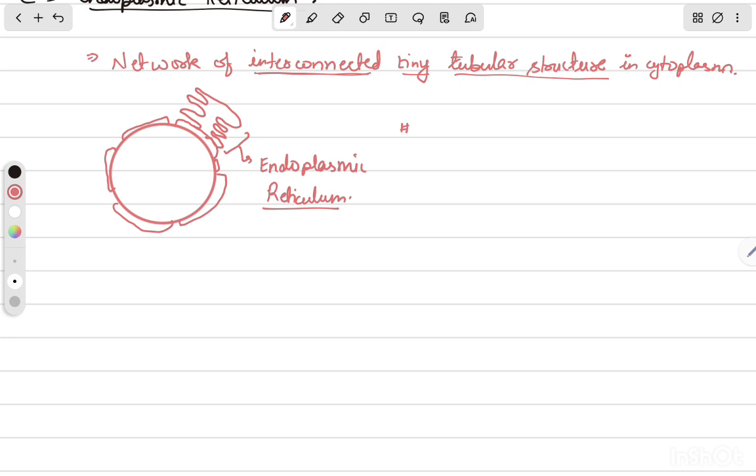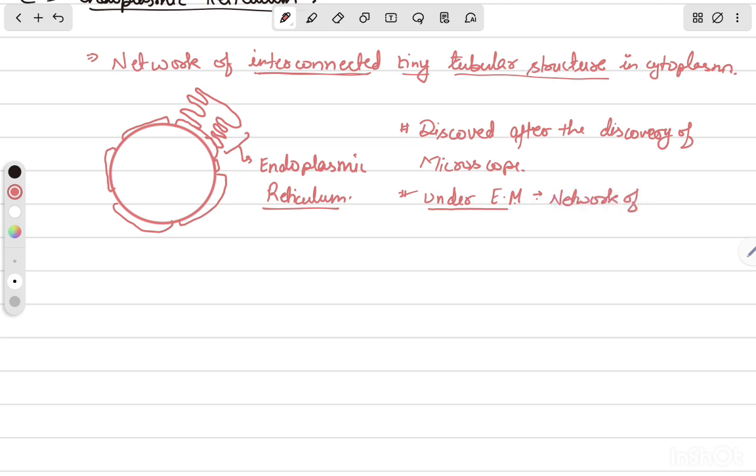Next point, it was discovered after the discovery of the microscope, and under the electron microscope it is studied as a network or reticulum of tiny tubular structures, right, which is scattered throughout the cytoplasm.